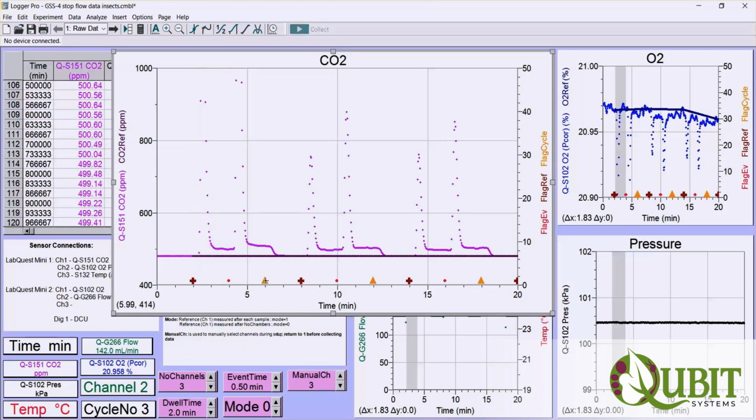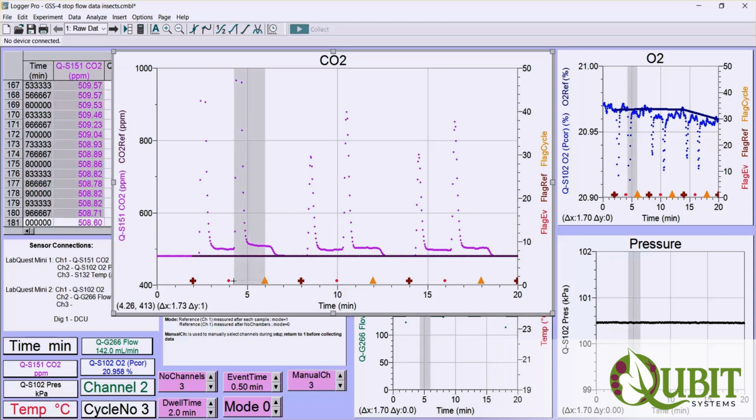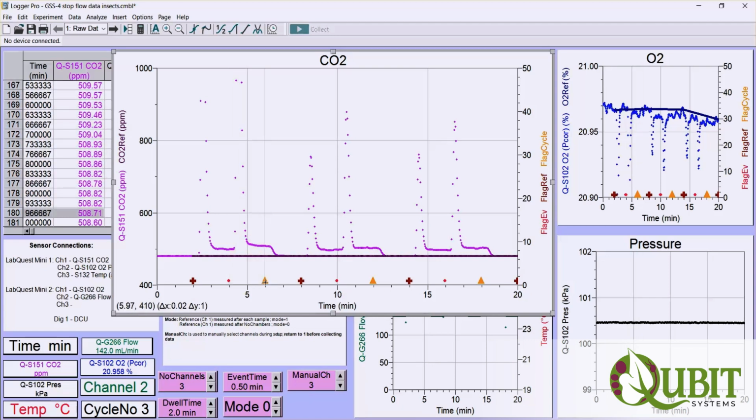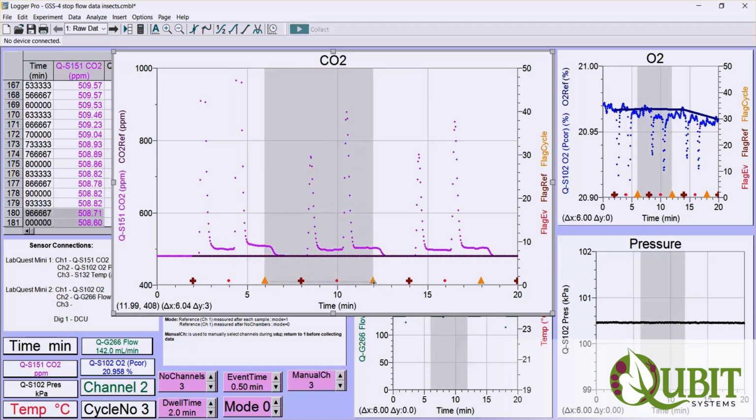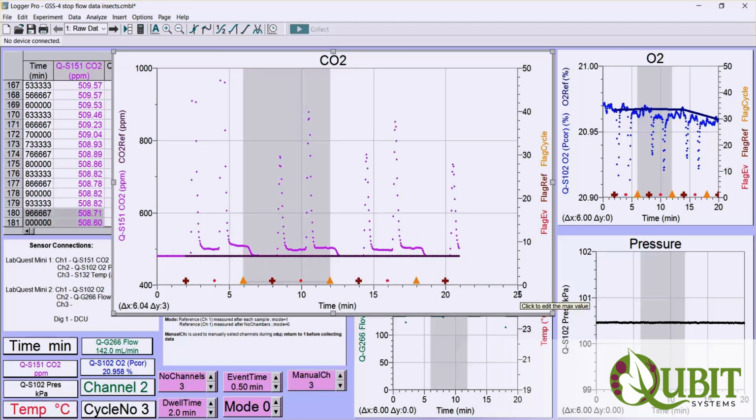In this case, this is the switch from channel 3 back to reference. So the data collected between the orange triangle and the red dot represents channel 3, or the last channel in this system. One cycle is between the 2 triangles. We've collected data here from basically 3 full cycles, and I think this went a little bit longer here. Yeah, so we have 2 full cycles of data.